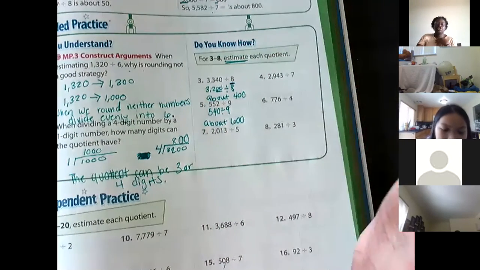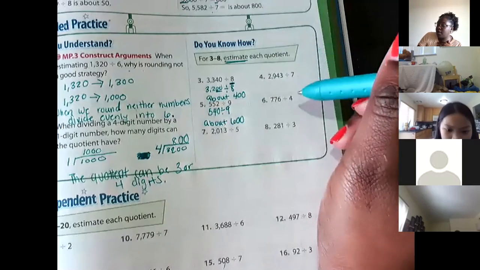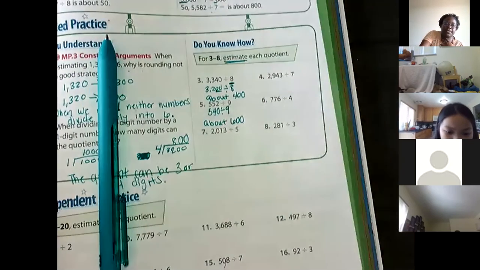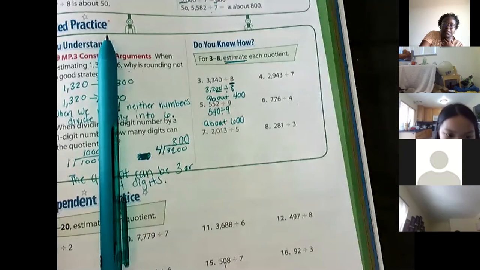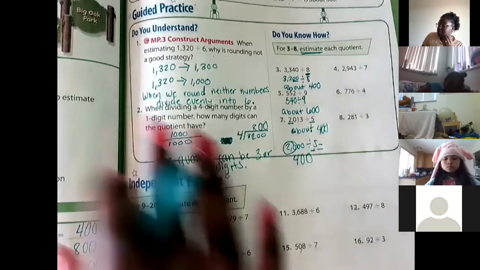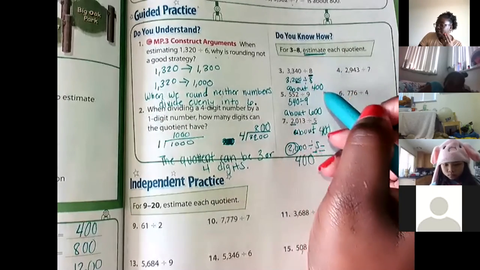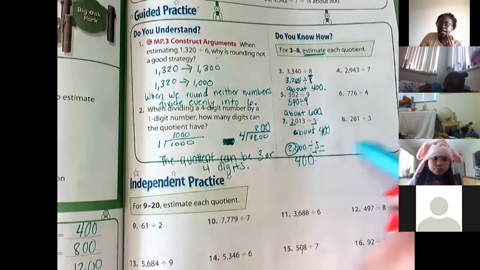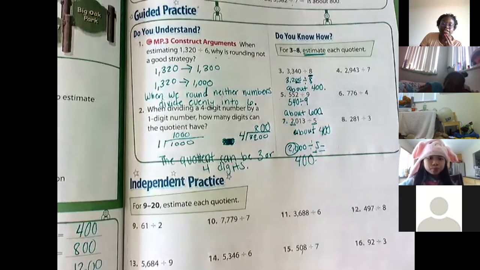All right. So I want you really quickly to try working out number 7. And when you get the answer, type it to me in the chat. Okay. So this is what we got. For number 3, we got about 400. Number 5, we got about 600. And number 7, we got about 400. Don't forget to use those basic multiplication facts.